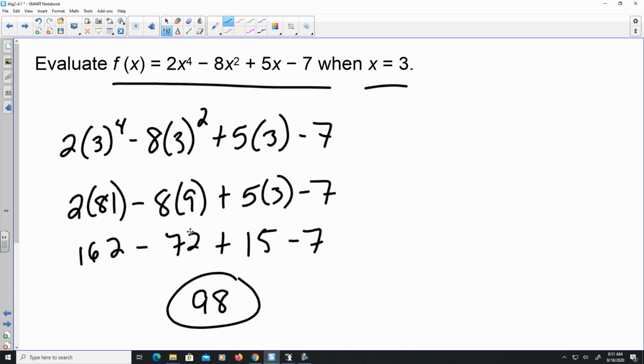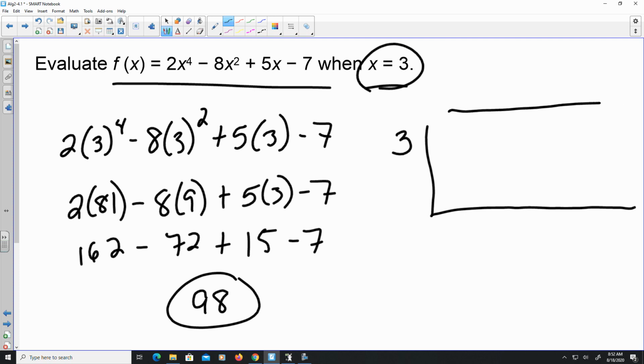The other method that you may not be as familiar with, but you're going to get quite familiar with throughout the course of this chapter, is called synthetic division. So synthetic division simply means this. We take the value that they want us to evaluate, and I'm going to write down here a 3, and then you make like a half a rectangle. And on the top here, you're going to fill in the coefficients of the function.